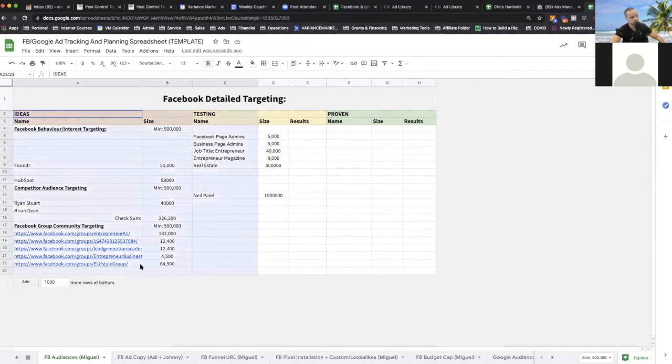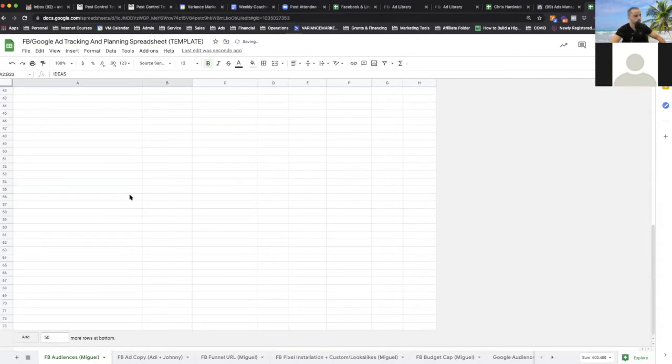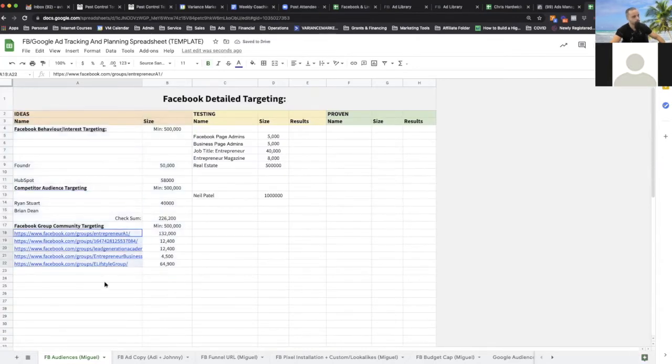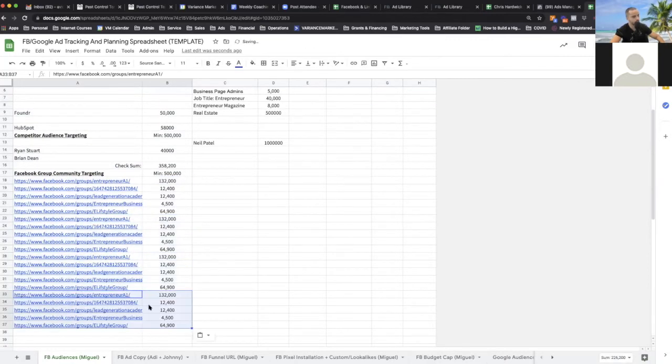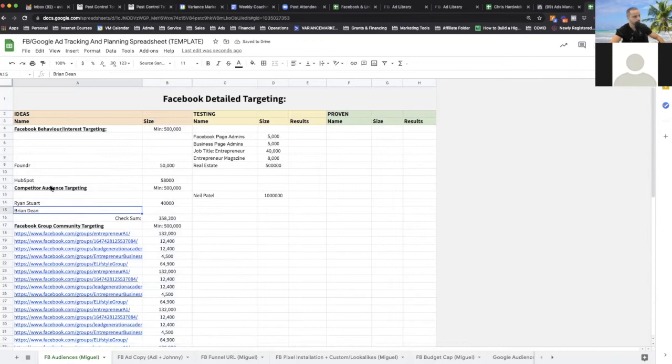This is not actually how long it goes. Usually it's about another, let's just say, 50 rows. This would go like we're targeting different Facebook groups, right? So let's just say we have this many groups, for example, in our idea section. These are competitors, right? So let's just say I would target Neil Patel because that's one of my competitors.